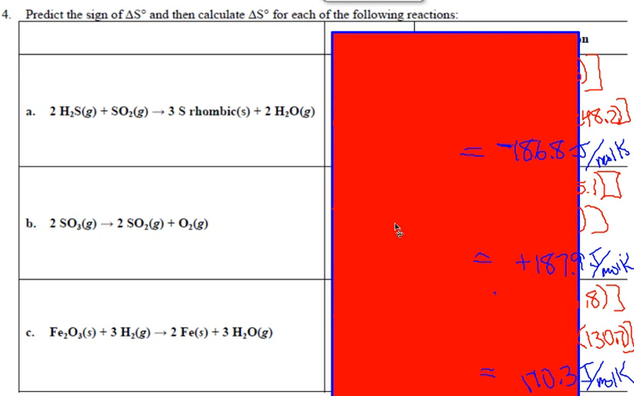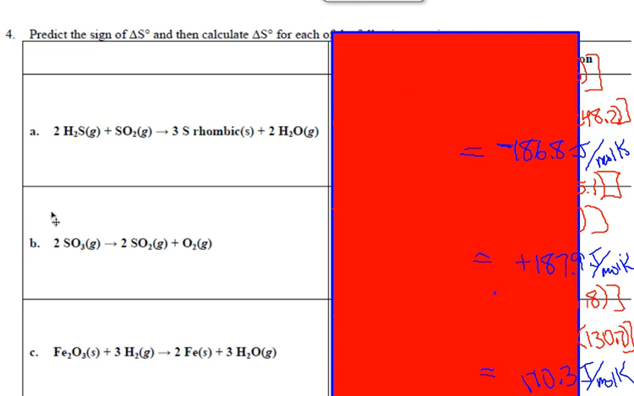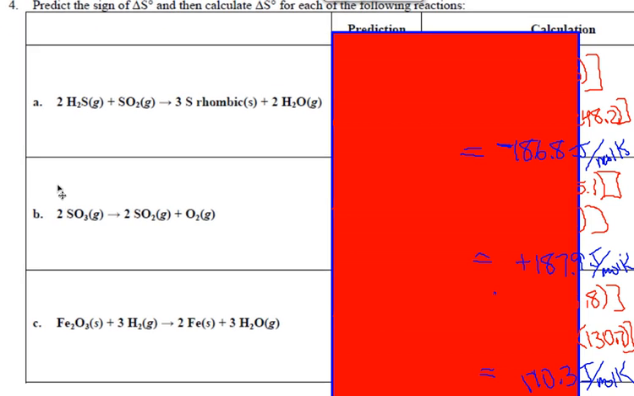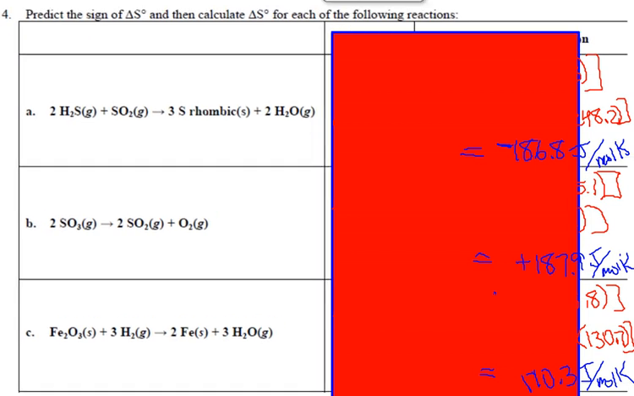Okay. So the B, we're going from one gas to multiple gases. Do you think it's gaining disorder or losing disorder? It's gaining. We're going from two particles here to an earthquake. That's a lot of disorder. Two particles to three particles, that's probably an increase. This one, we're going from one solid to two solids, three gases to three gases, that's probably an increase also.